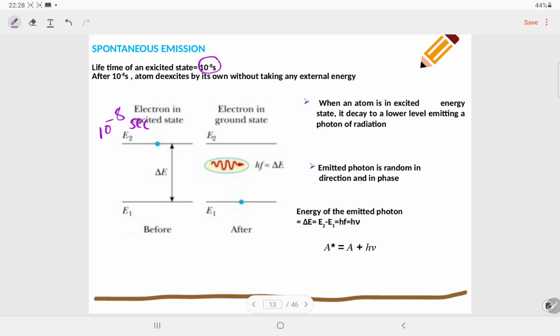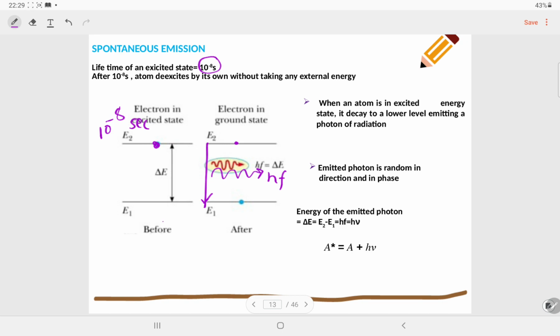After 10 to the power minus 8 second, the atom de-excites by its own. That line is really important. The atom de-excites by its own without taking in any external energy. So this is the atom which is already in the excited state. While coming from the excited state to the ground state, it emits energy in the form of a photon, and the value of that photon is again h f, where h is the Planck's constant and f is your frequency.